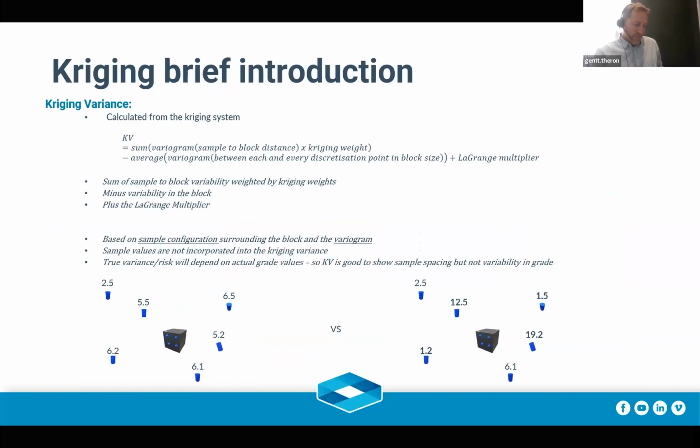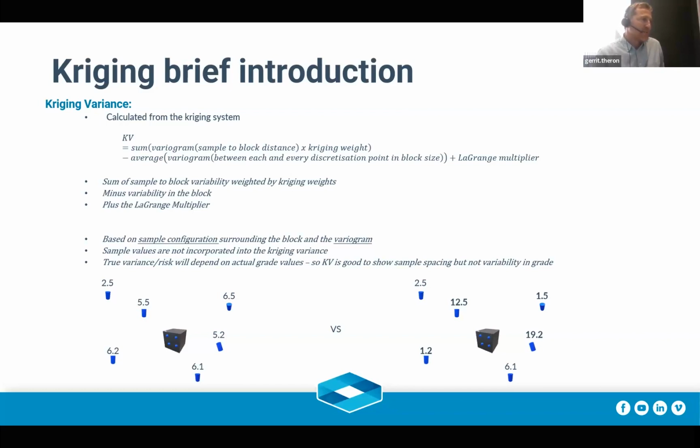So we can't speak about Kriging without mentioning Kriging variance, and I'm going to show you why we talk about it, because Kriging variance is used later as well when we want to calculate that unknown grade, which we don't know. The Kriging variance is calculated from the Kriging system, and it's basically the sum of the sample to block distance variogram values times the Kriging weight, minus the average of the variogram value between each and every discretization point in the block, plus the Lagrange multiplier.